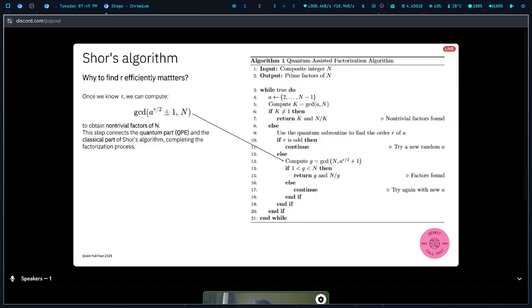So the point now is that if we know r, we can compute the greatest common divisor, and later we can get the non-trivial factors of this n. This step connects the quantum part and the classical part of Shor's algorithm, computing this factorization process. Given all these data, we can find that n value that was hashed by the RSA, and Shor's algorithm reverses that.